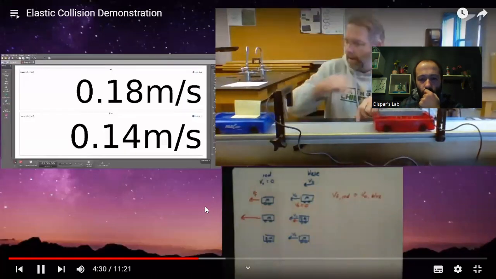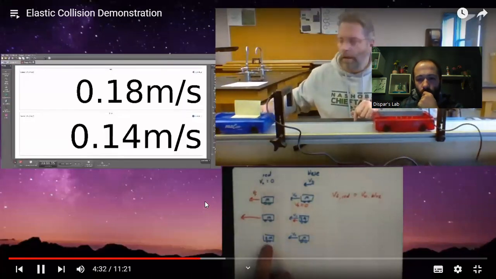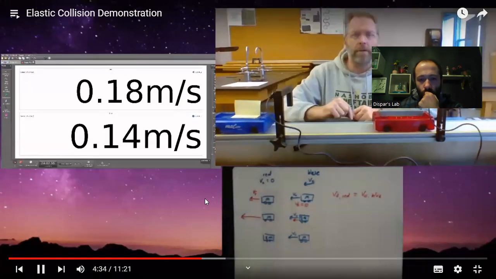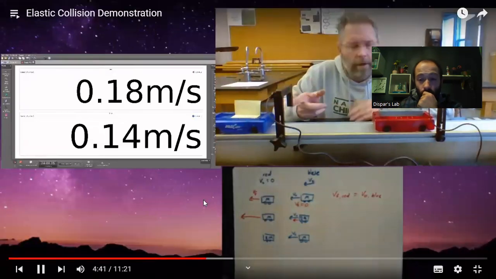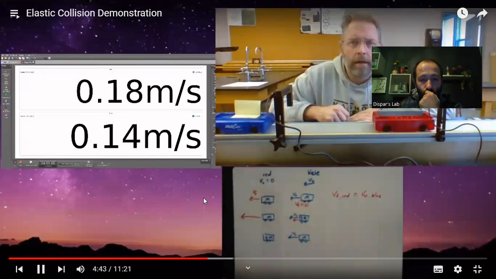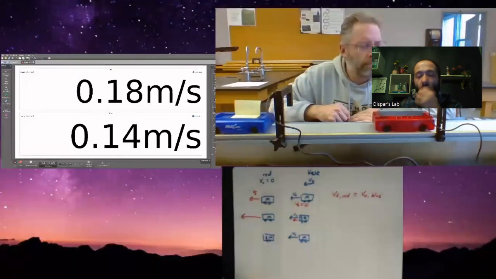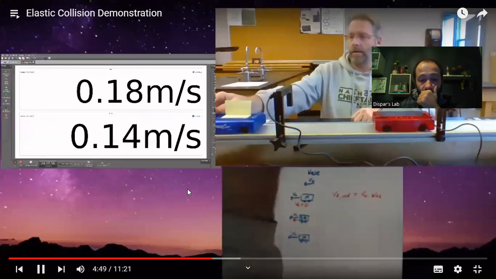Okay, so now the red car is 2 mass units and the blue car is 1 mass unit. So now I'm going to push that through. What do you think is going to happen? Light car, heavy car. Opposite of what we just did. Well, that's why I set it up. Let's find out. All right, so let's give this a push.